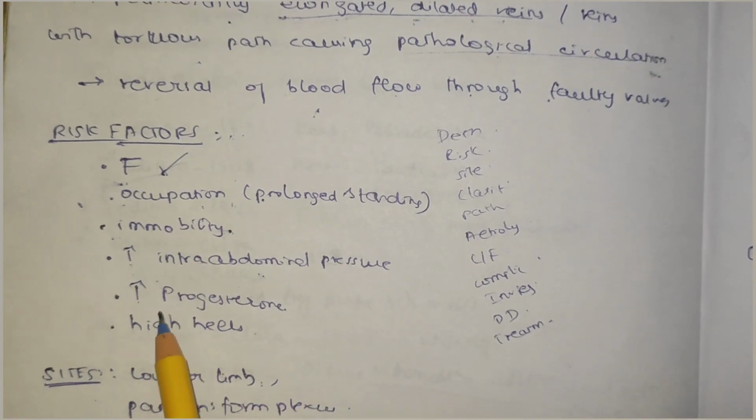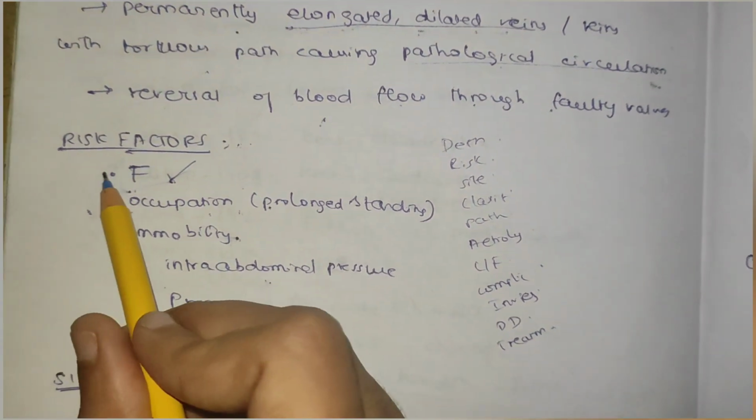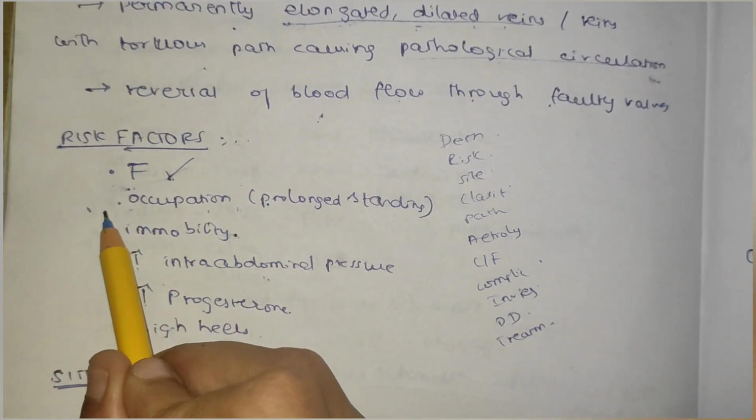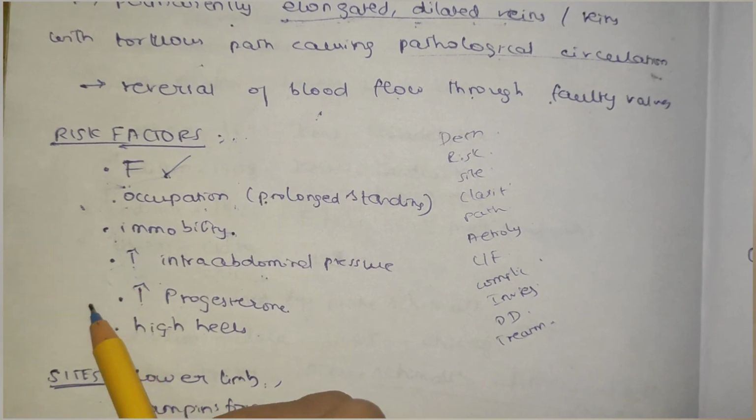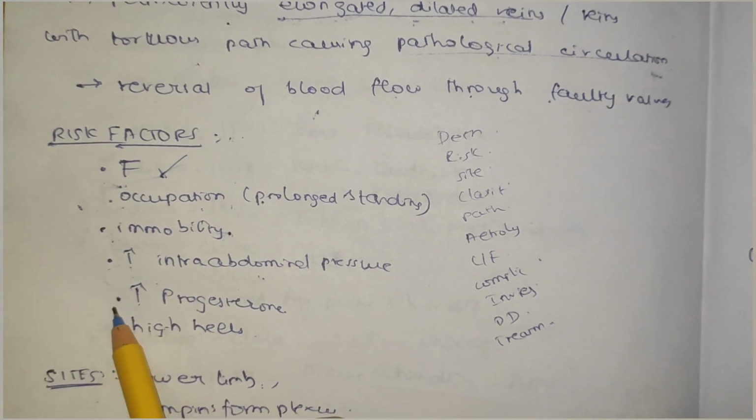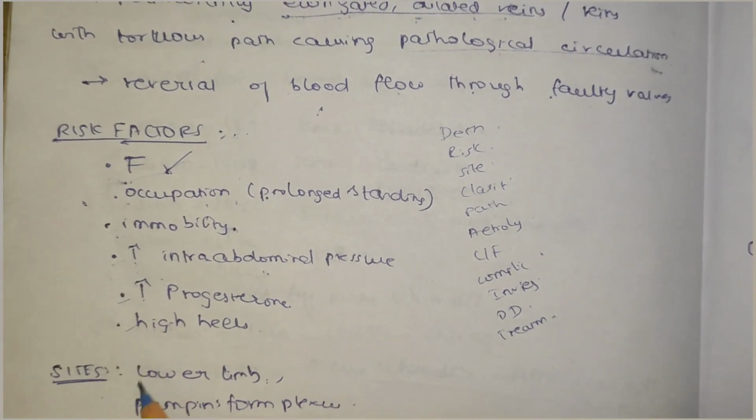So next one is the increased progesterone level and high heels. So these are some of the risk factors: female sex, occupation that demands prolonged standing, immobility of limb for many hours, increased intra-abdominal pressure due to pregnancy or tight dresses, increased progesterone and high heels.